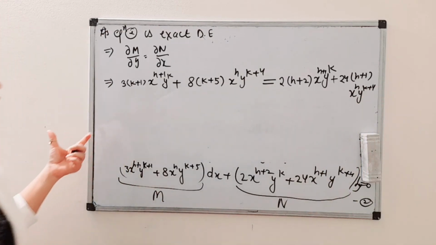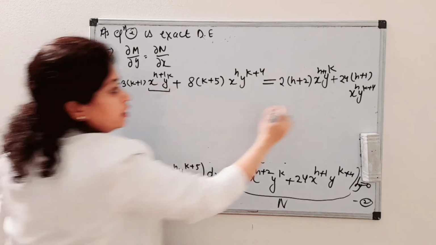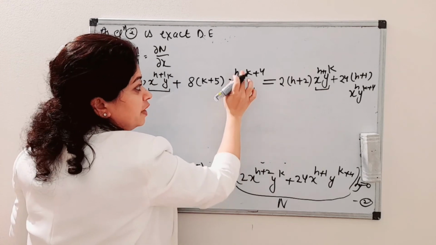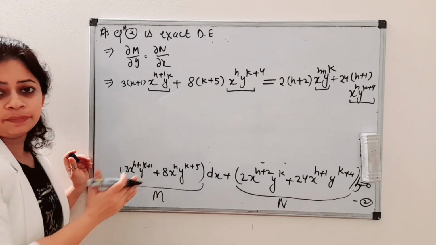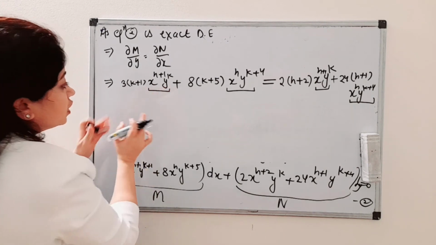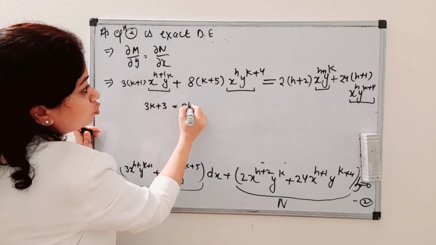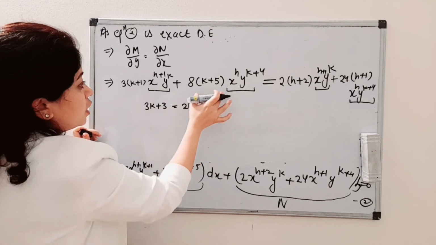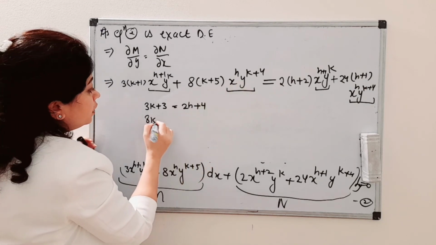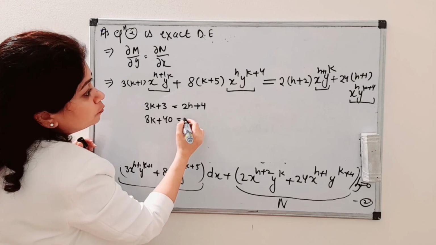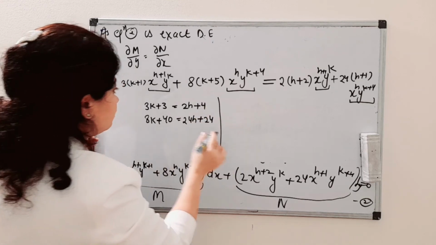Okay, so now we have differentiated and we can see that we have x raised to power h plus 1 y raised to power k here and here also, and this x raised to power h y raised to power k plus 4 here also. So what we will do now, we will compare them, comparing their coefficients. Comparing the coefficient of this, we get 3k plus 3 is equal to 2h plus 4, and comparing the coefficient of x raised to power h y raised to power k plus 4, we get 8k plus 40 is equal to 24h plus 24.